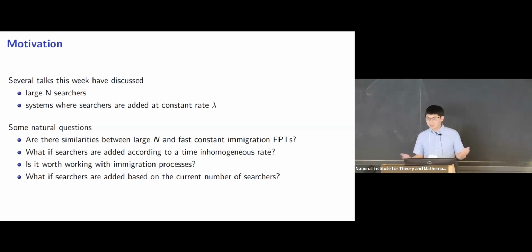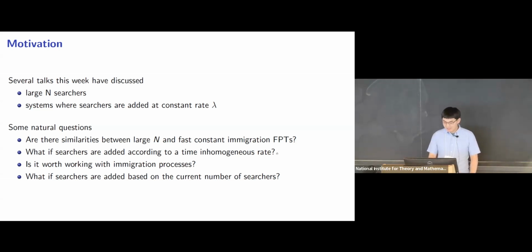And while we're listening through all these talks, I think there are some natural questions that arise. For example, are there any similarities between the sort of large N versus these fast immigration problems, right? Because if these guys are coming in really quickly, you get to a lot of searchers really quickly, surely they can't be that different. There's got to be some connection between the two. So that's one of the questions I'll be talking about.